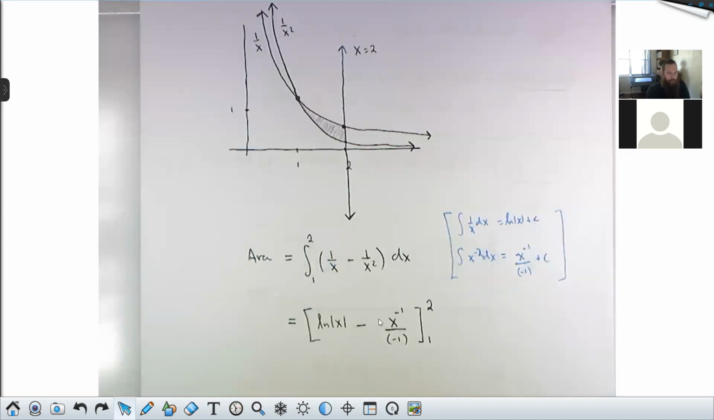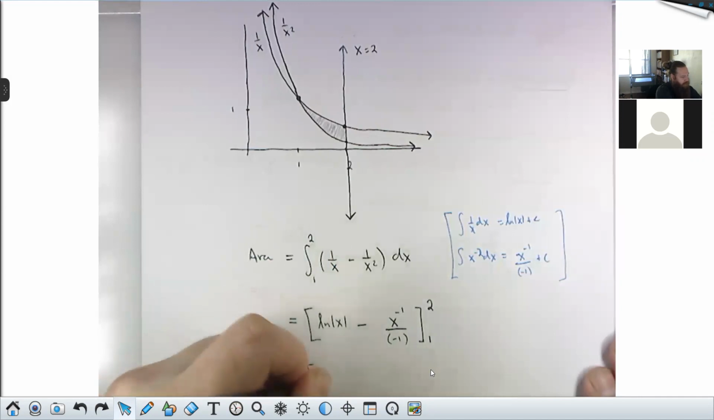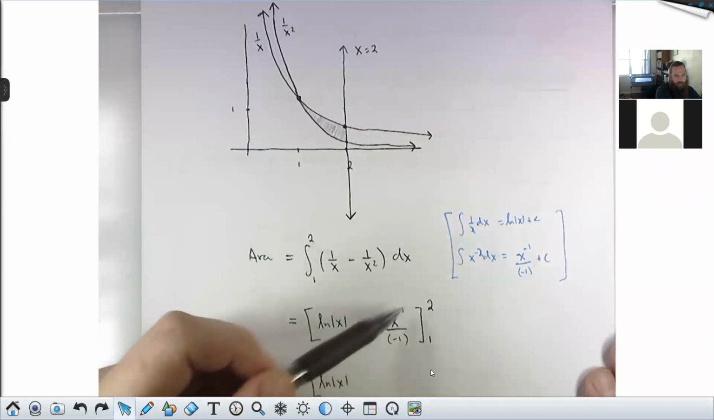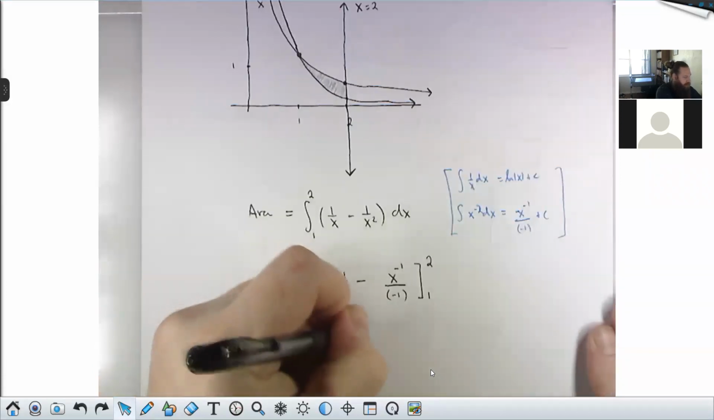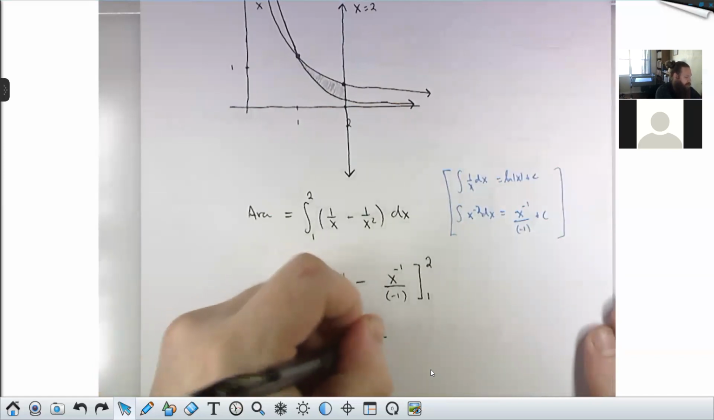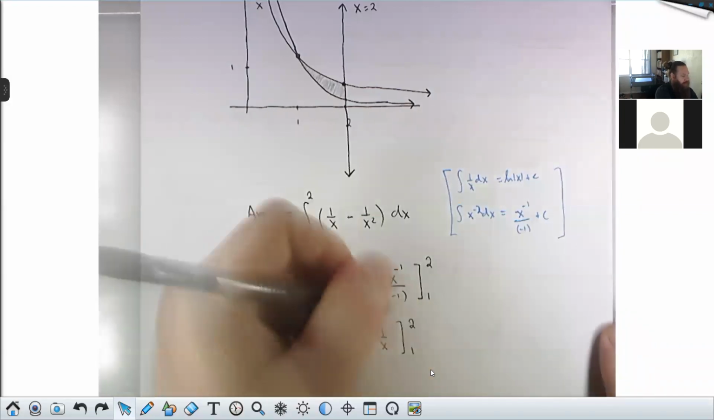I can simplify this piece just a tiny bit before I start plugging things in, and I should. So this is the natural log of the absolute value of x. This negative 1 factor downstairs is going to make this whole piece negative, which is going to change this minus to a plus. And then x to the negative 1, that's just 1 over x. This is what I'm evaluating from 1 to 2.